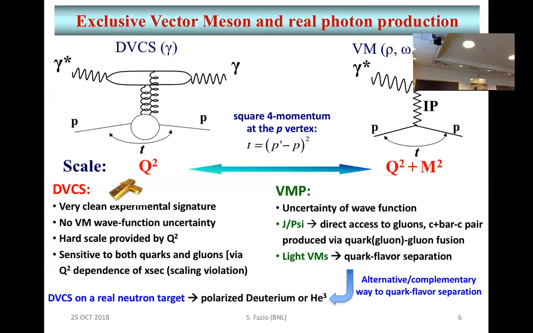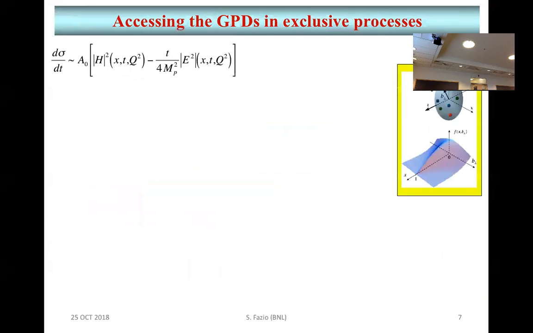Another complementary way to separate the flavor is, of course, to measure DVCS not just on the proton, but also on the neutron. That means for a collider, on deuterium or helium-3. This is another complementary job that you can do in extracting the GPDs.